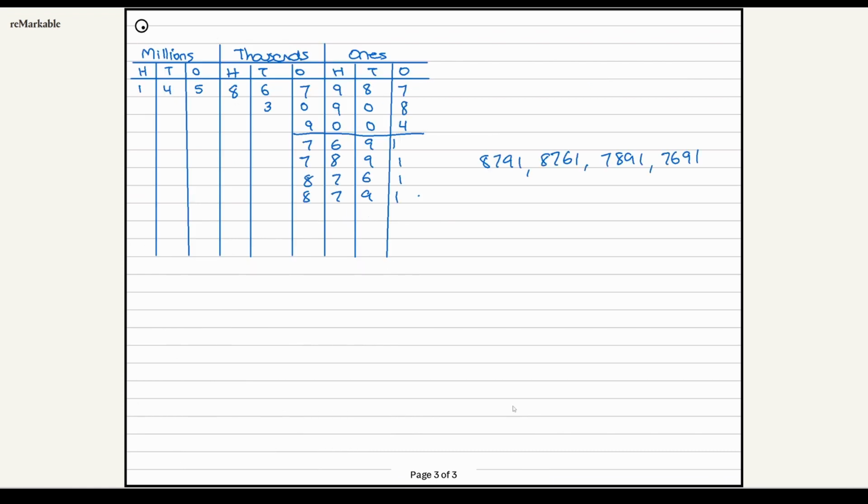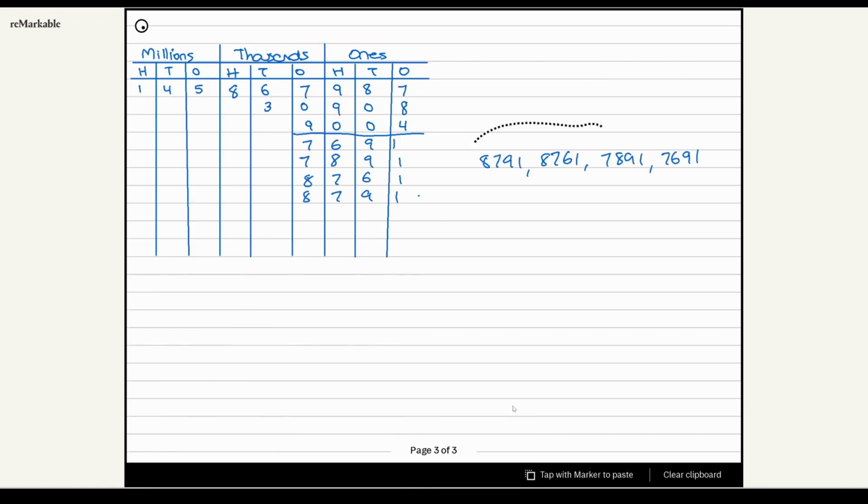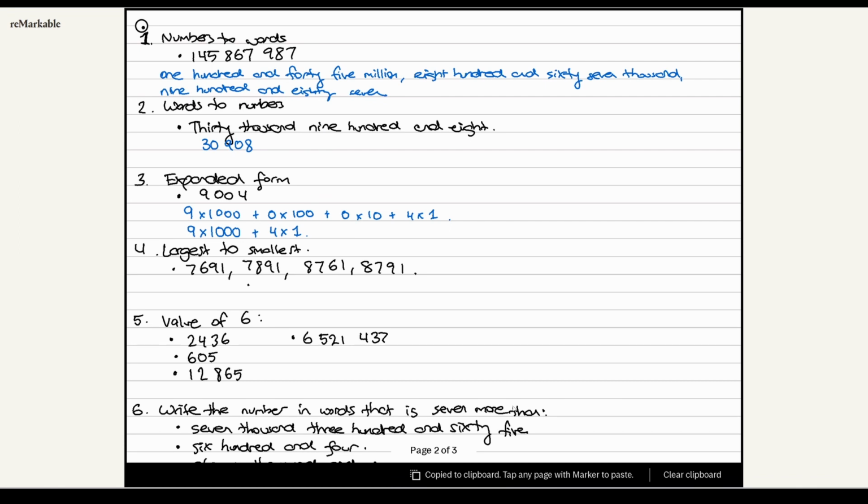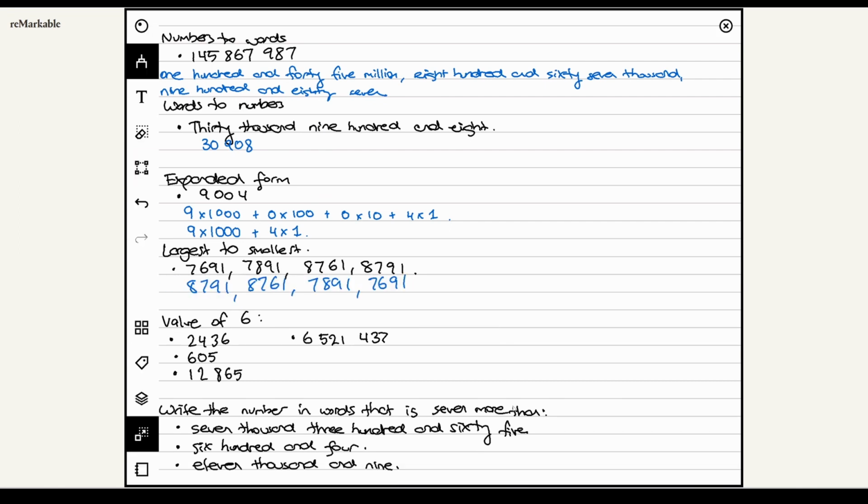So no, I'm just going to copy paste that because I'm feeling lazy today. But you can put it in your books if you like. You can write it out, completely up to you. I know that your teacher would greatly appreciate you putting all of your working onto paper.